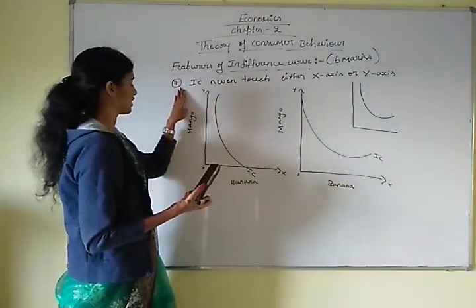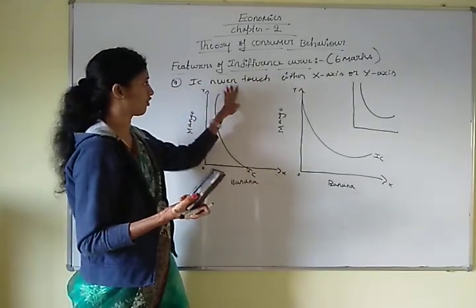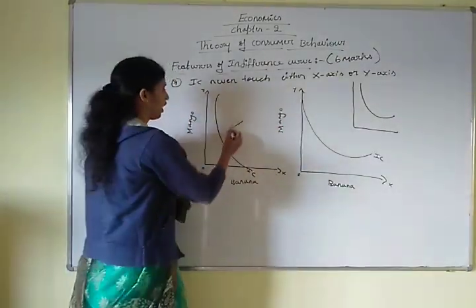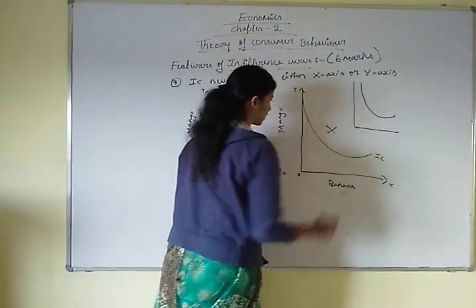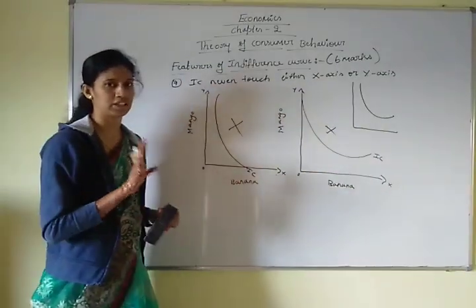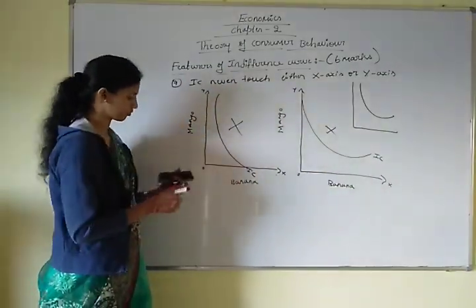So the seventh important feature is that the indifference curve never touches either the x-axis or the y-axis. It is untrue to the theory. Okay. Next.